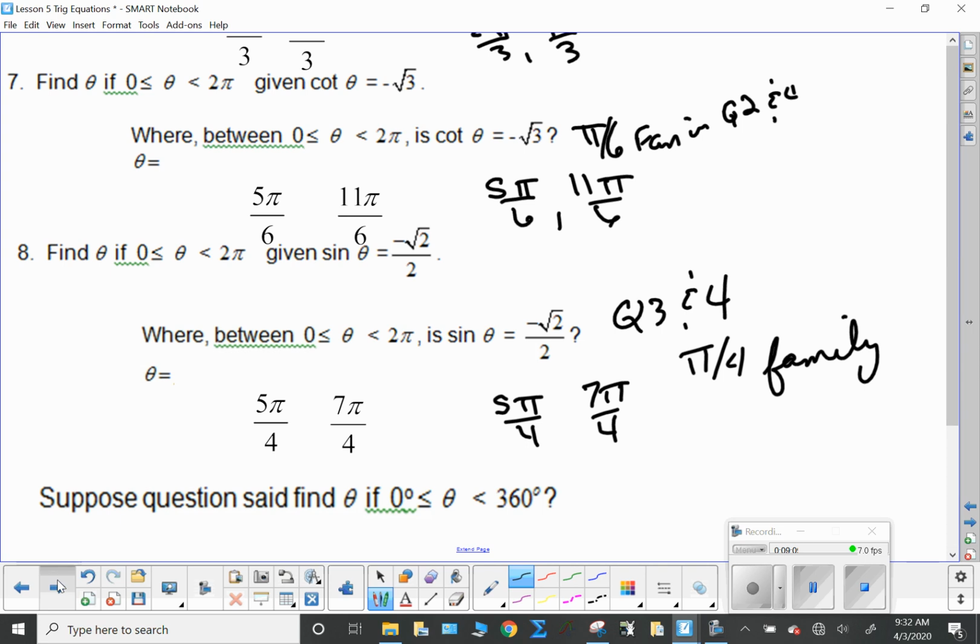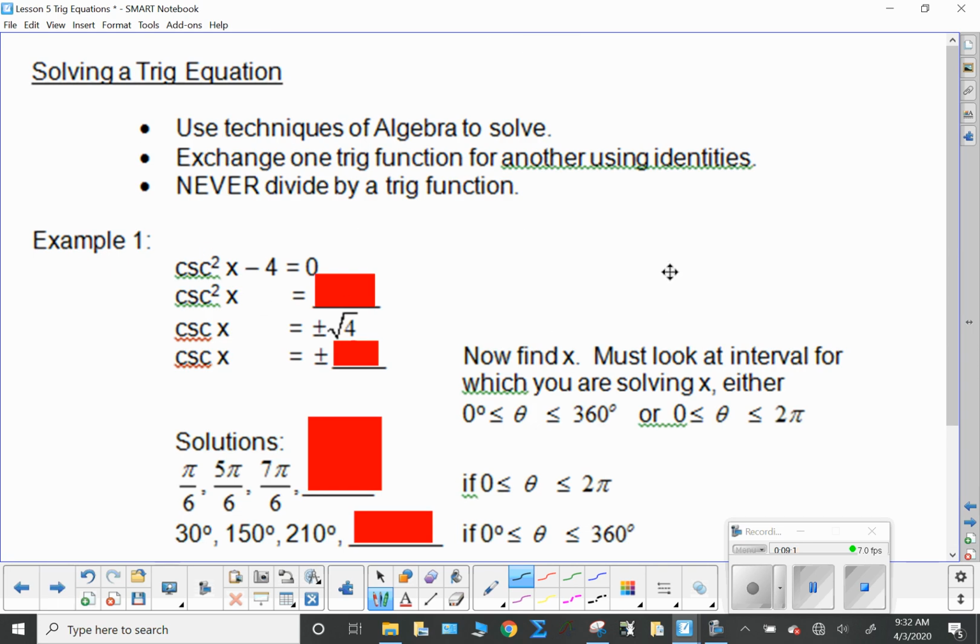Okay? Now, solving a trig equation. It's really no different than solving algebraic equations. You're going to use algebraic techniques. You're going to exchange one trig function for another using identities, and you're never, ever going to divide by a trig function. We'll show you why.